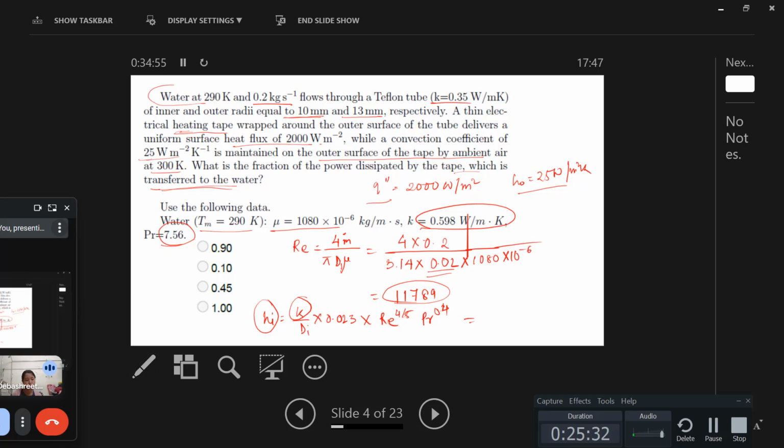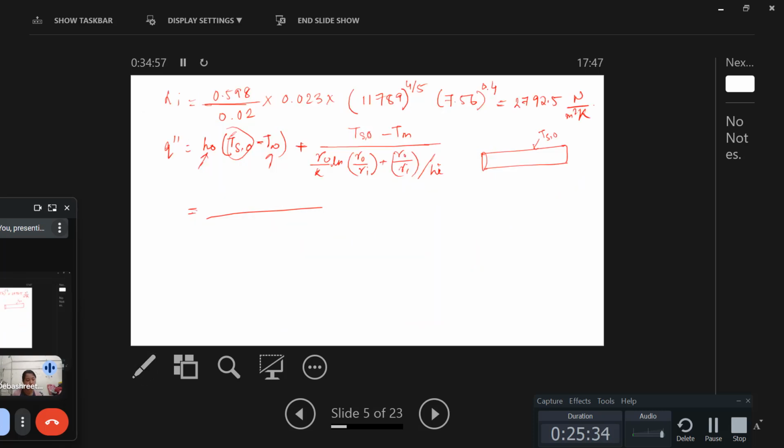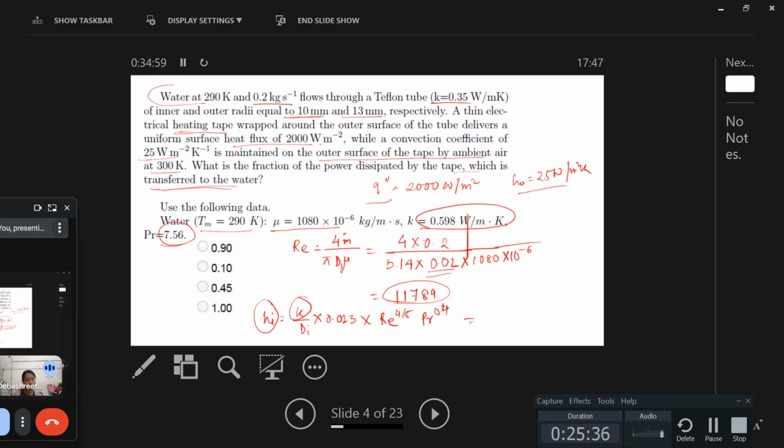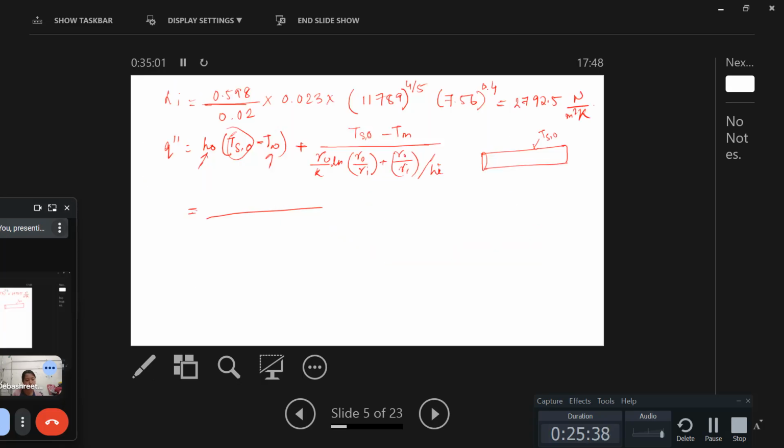Now Tm is also given, 290. Okay, everything is given. R naught is given, Ri is given. This K is also given, this K. So this K is of the water, okay.